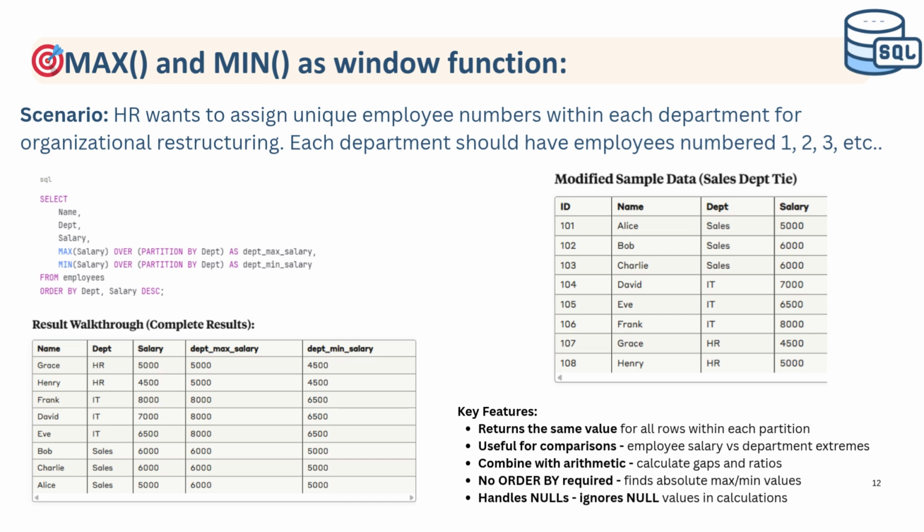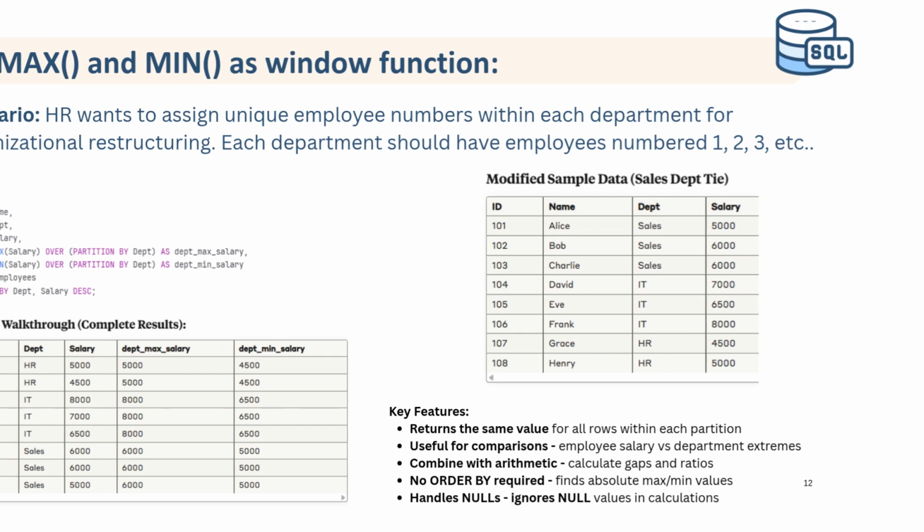In the results, every row shows the same max and min values for their department. In sales, all employees see $6,000 as max and $5,000 as min. This allows direct comparison. Bob and Charlie are at the department maximum, while Alice is at the minimum. The key insight is that MAX and MIN window functions repeat the same value across all rows in the partition. This enables powerful comparative calculations like salary gaps, percentages of maximum, or identifying top and bottom performers.